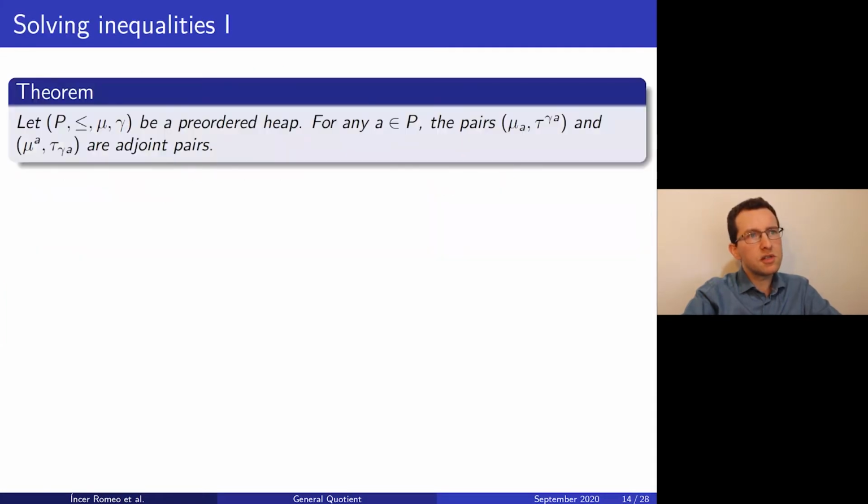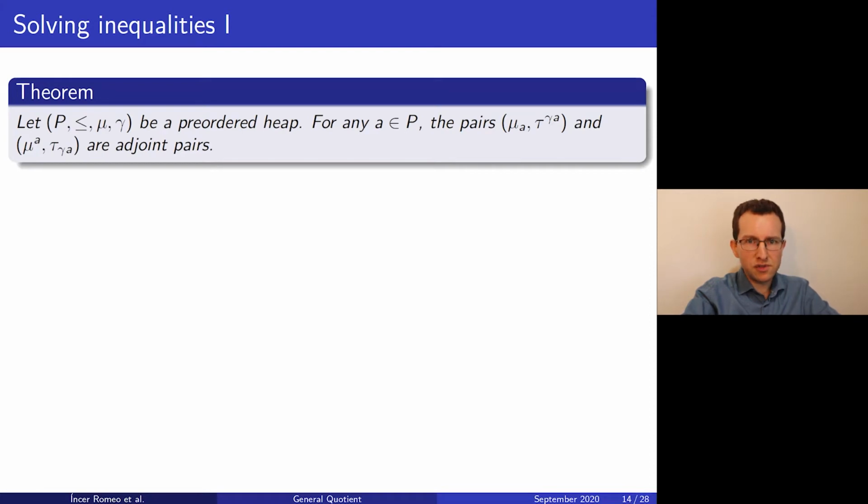And now we are going to delve into the main result of our paper. The main result is this. If you give me a preorder heap P, for any element A of the preorder heap, mu sub A, comma, tau to the gamma A is a Galois connection. And also a Galois connection is the pair obtained by flipping the subindices and superindices.